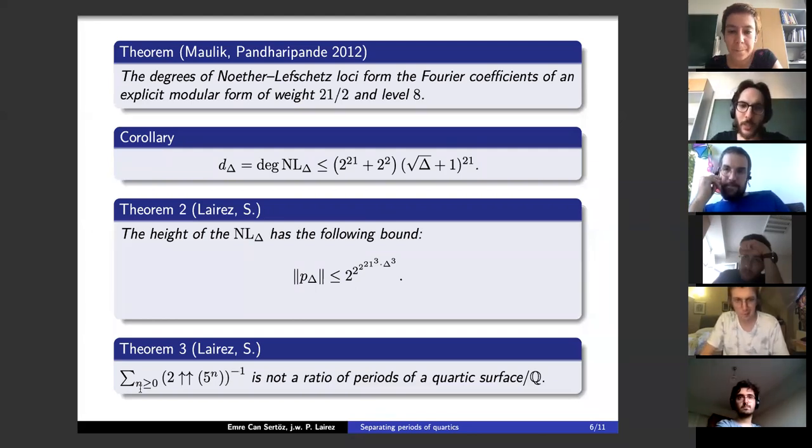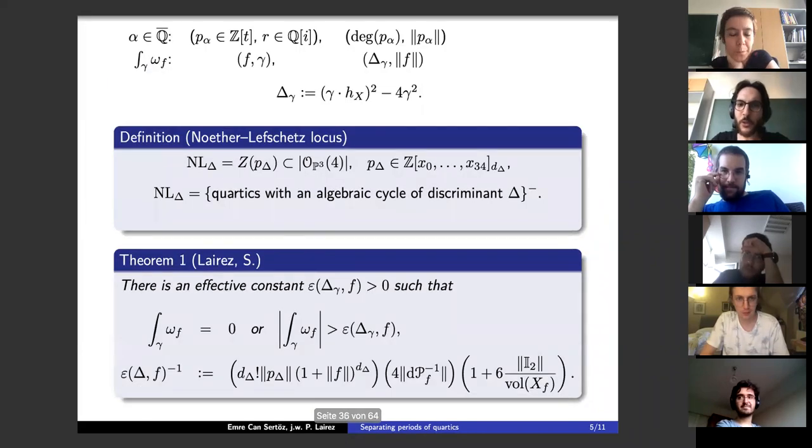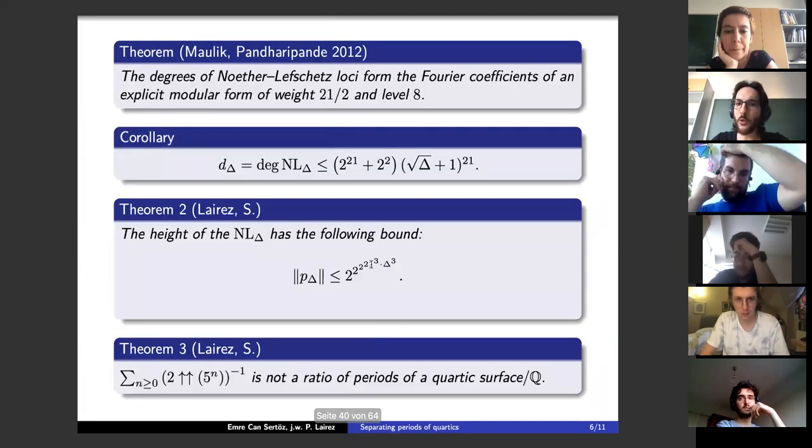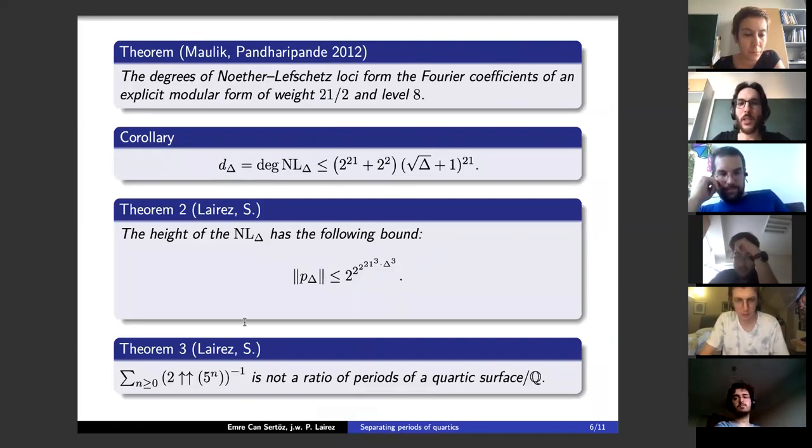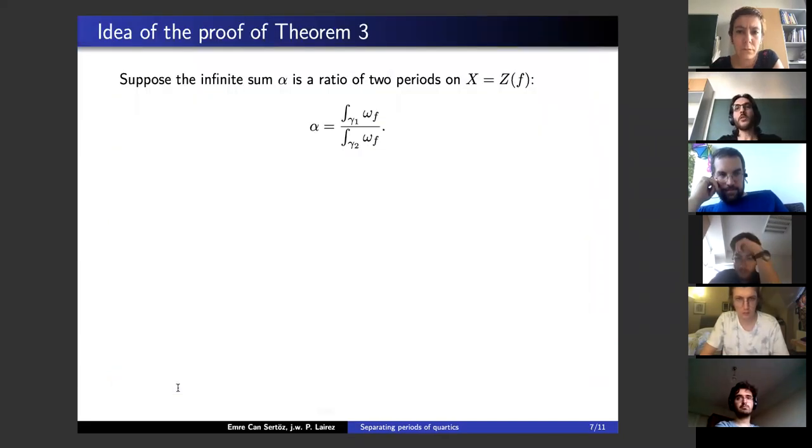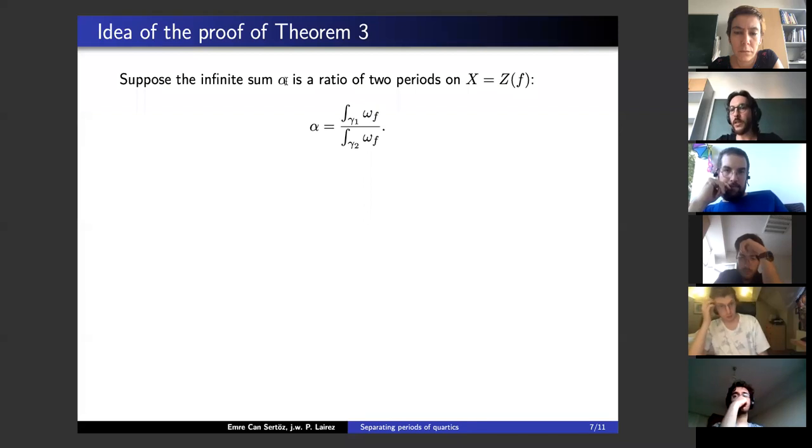Okay, so let me remind you of theorem 1 again. Theorem 1 says that if a period is sufficiently small, it's identically 0. Theorem 2 allows us to make explicit what this sufficiently small means. And theorem 3 is going to exploit these two facts. And I'm going to start with the proof of theorem 3, which follows from theorem 1 and theorem 2. So I gave this infinite sum using Knuth's tetration. And let's denote this infinite sum by alpha. And let's suppose this alpha is the ratio of two periods to derive a contradiction.